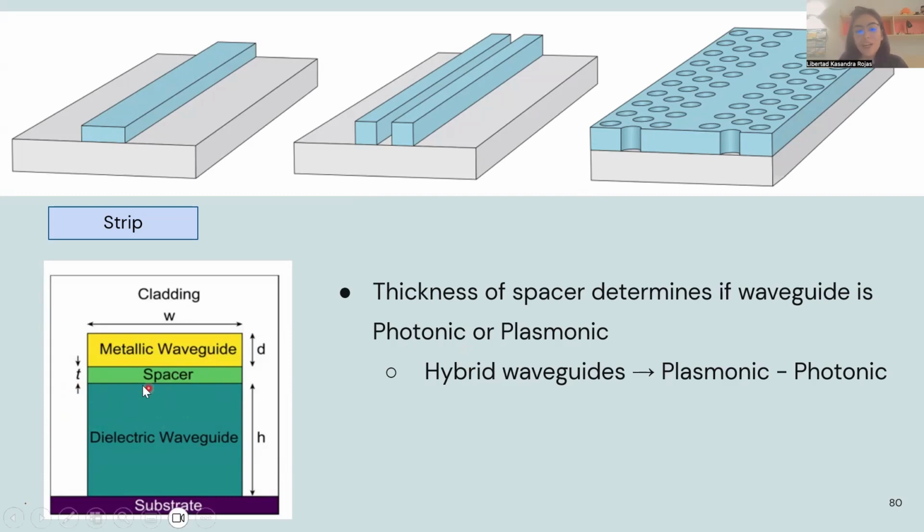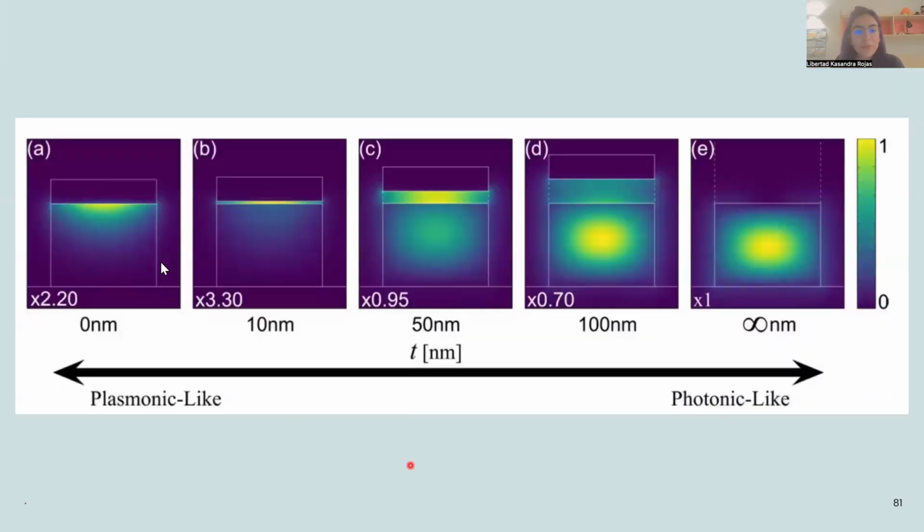And fun fact, if you actually have the spacer at the right height, you're able to create something that's known as a hybrid waveguide between plasmonics and photonics, also known as a hybrid plasmonic waveguide. That's a whole different story. I'm not going to cover it. I just wanted to mention it because I thought it's really cool.